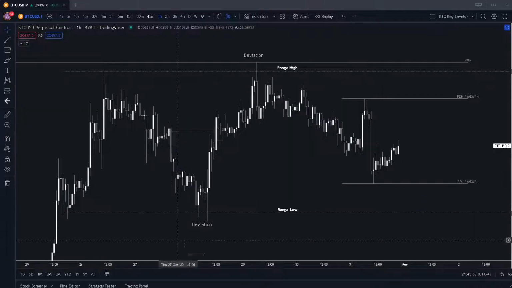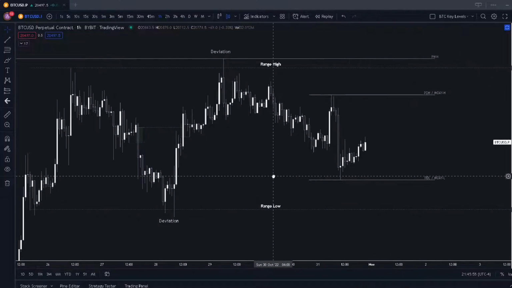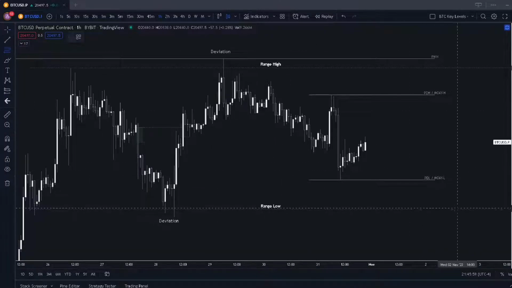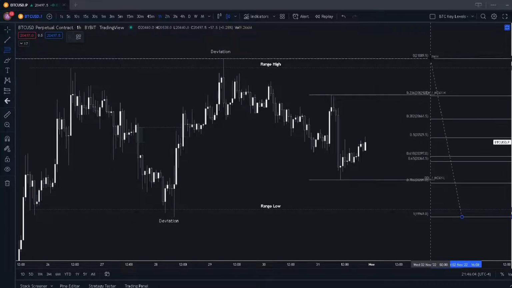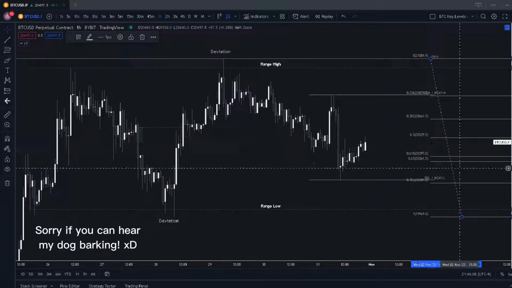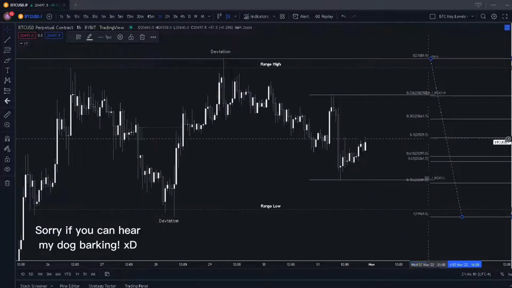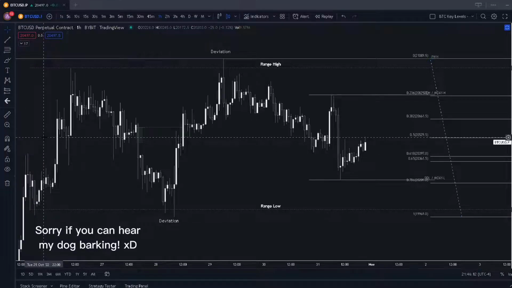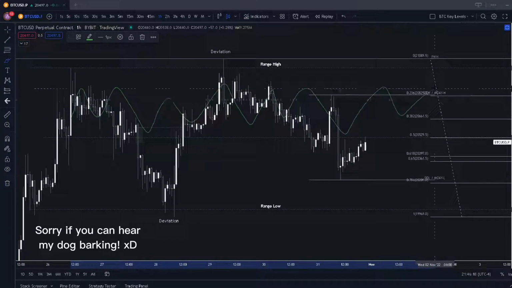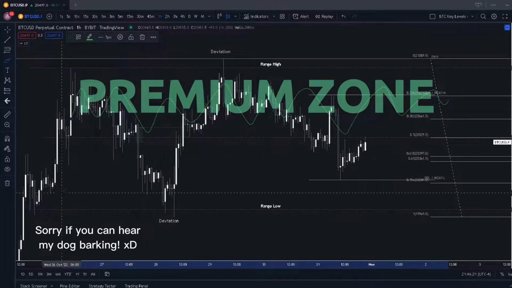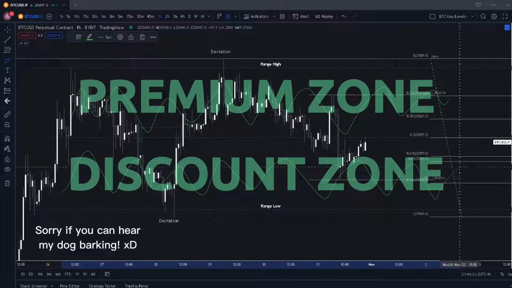So now that Bitcoin is accumulating, what can we expect? For now, we can draw this fib from this range low to this range high and identify the value zones. So we take this 0.5 fib and we'll draw a line across. And anything in this top area is known as your premium. And anything in this bottom area is known as your discount zone.